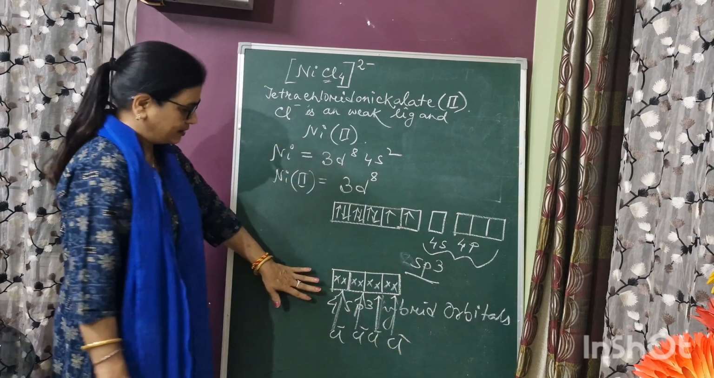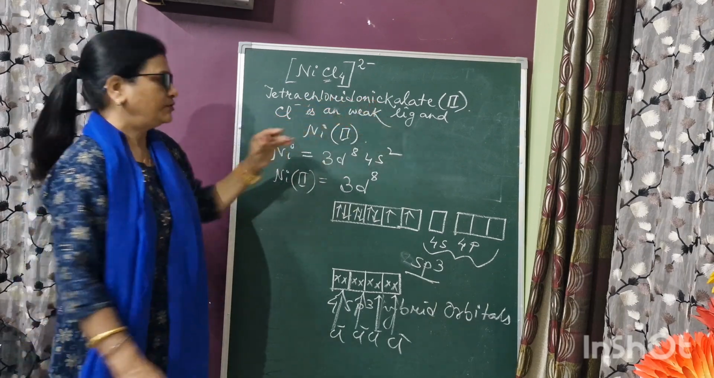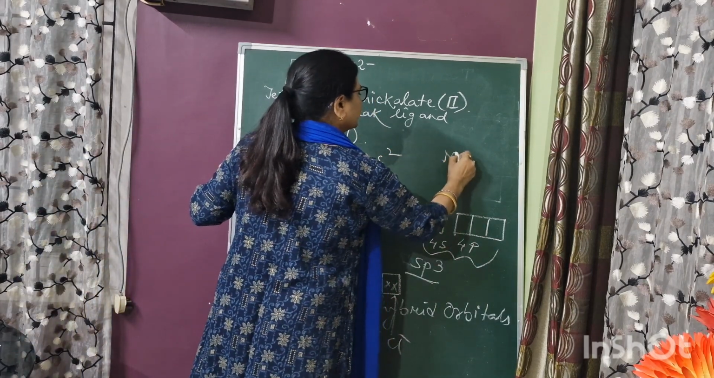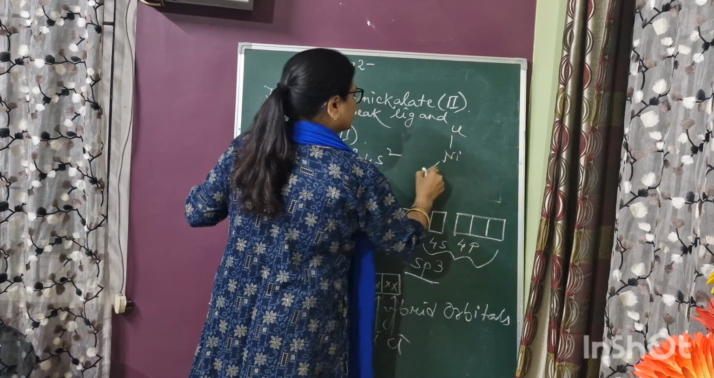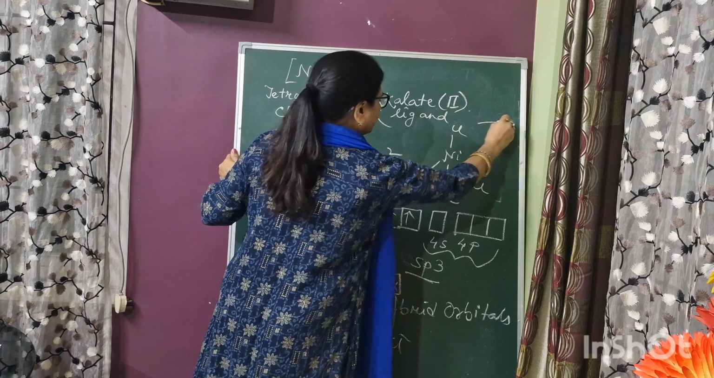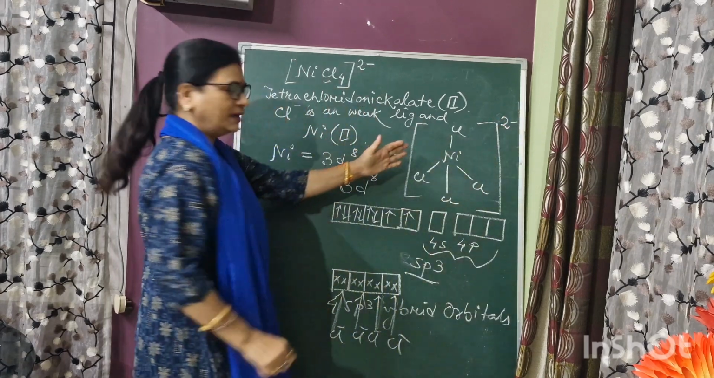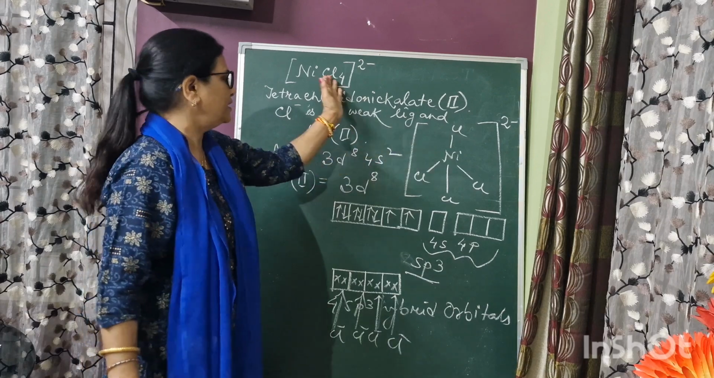ligands. The resulting structure of tetrachloridonickelate 2 will be this, the tetrahedral structure of this complex.